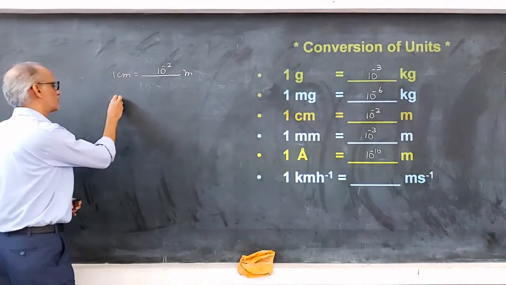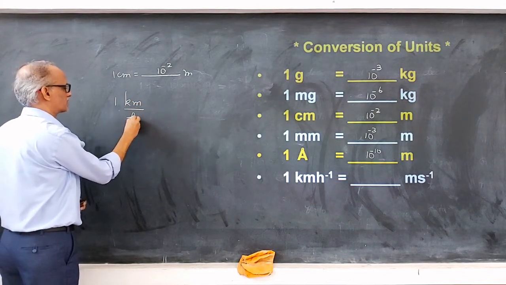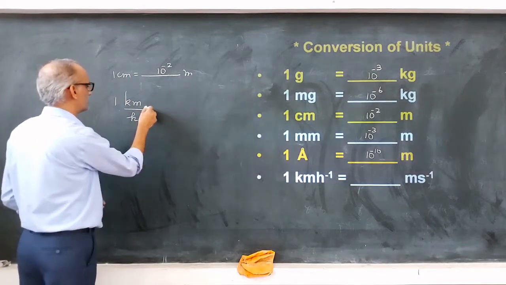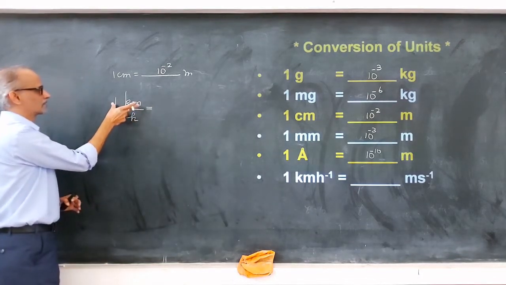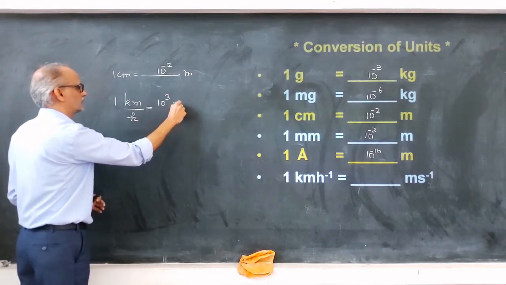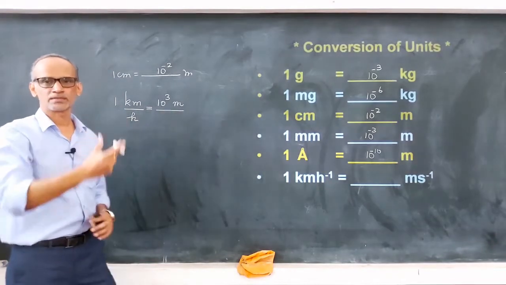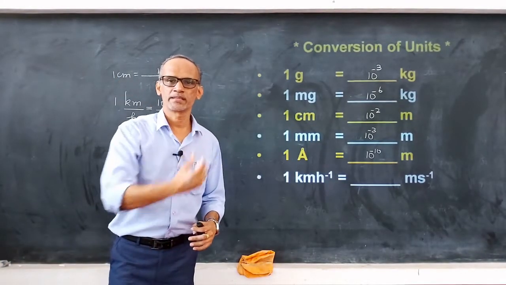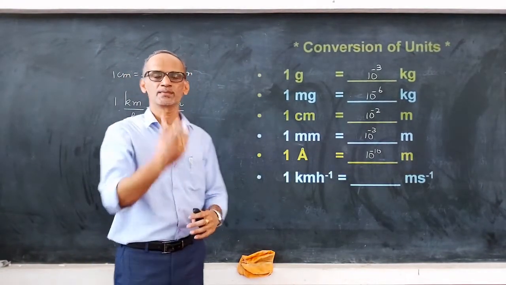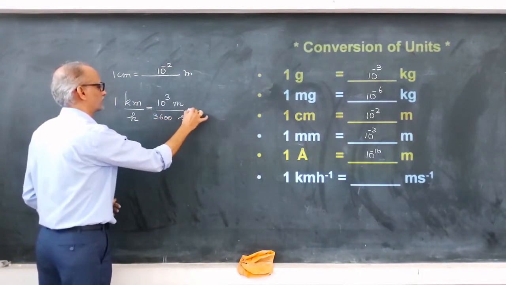Let me explain. This is one more important conversion. 1 kilometer per hour means the hour is in the denominator. First I will convert kilometer to meter. Kilo means 10 to the power 3 meter. Divided by, I'll convert 1 hour to seconds. In 1 hour there are 60 minutes, and 1 minute is another 60 seconds. 60 into 60 is 3,600 seconds.